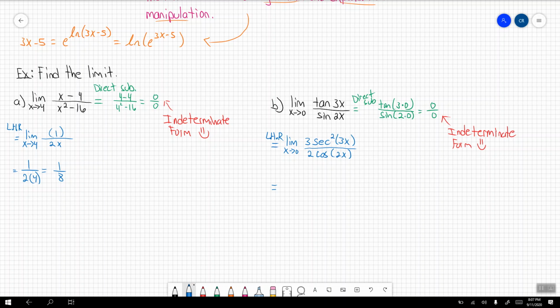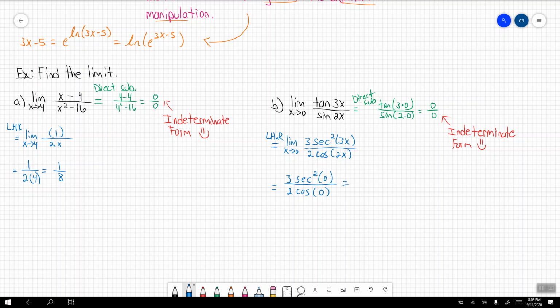So we're going to evaluate 3 times secant squared at 0. So that's going to be 3 times secant squared at 0 divided by 2 times cosine of 2 times 0, which will be 0.